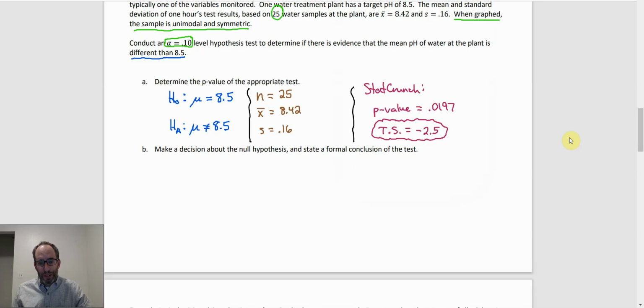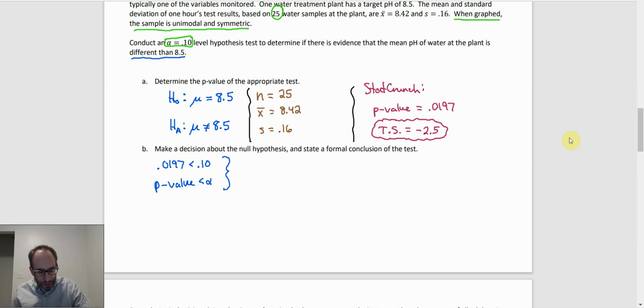Having a bigger alpha doesn't really affect anything because the p-value is 0.0197. So 0.0197 is less than 0.1. It also would have been less than 0.05, right? So if we kept the same old alpha, we would end up in the same place. But I changed it just to change it, since every once in a while you do get a different one. But the p-value is less than alpha, and that's the situation where you would have a statistically significant result. So that means that the null should be rejected.